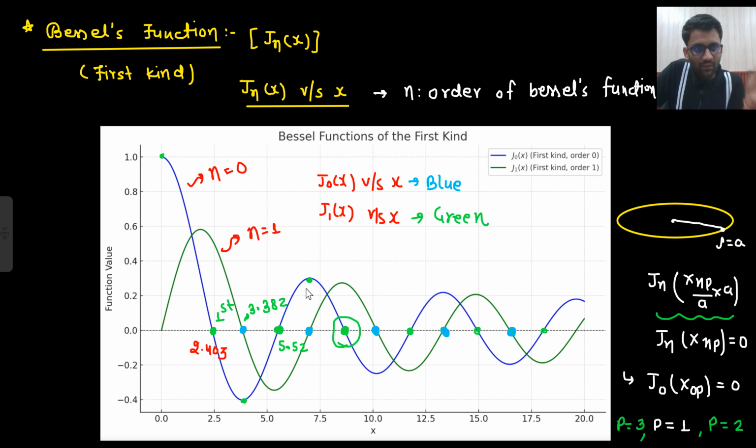So when p equals 1 was there, that means 1 zero was there and 1 maxima was there. When p equals 2 was there, at that time 2 maxima were there and 2 zeros were there. When p equals 3 was there, that means there were 3 maxima and 3 zeros. Are you getting this point? Right?